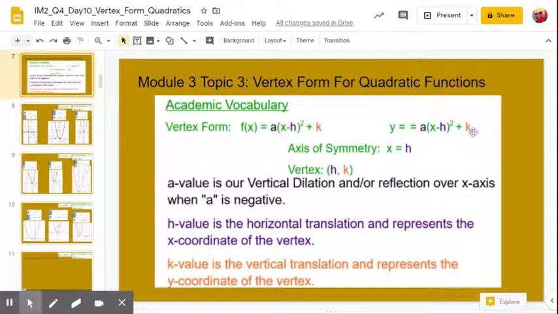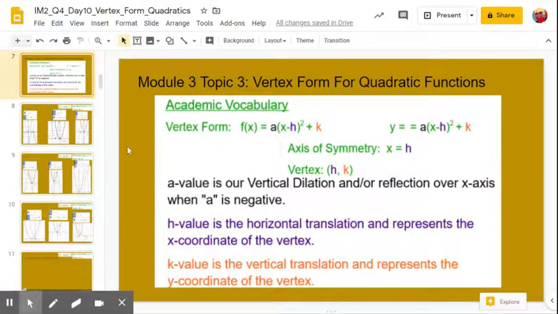And then the k value is the number outside of the parentheses, outside of the (x minus h) squared. That value tells you if it translates up so many units or down so many units, and whatever sign they give you with the k value, that's the sign. So if it says minus 7, that means you're going to go down 7. If it says plus 3, you're going to go up 3 for the k value.